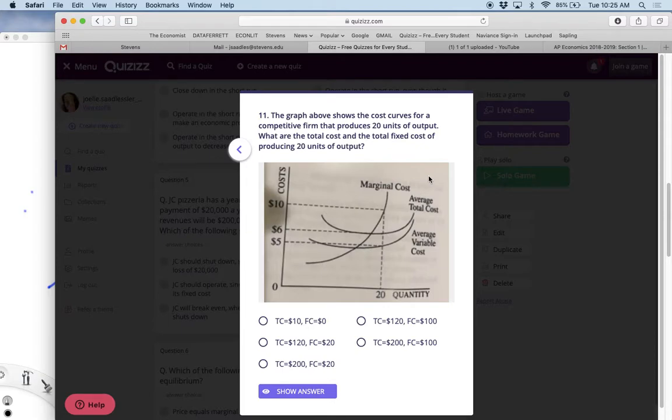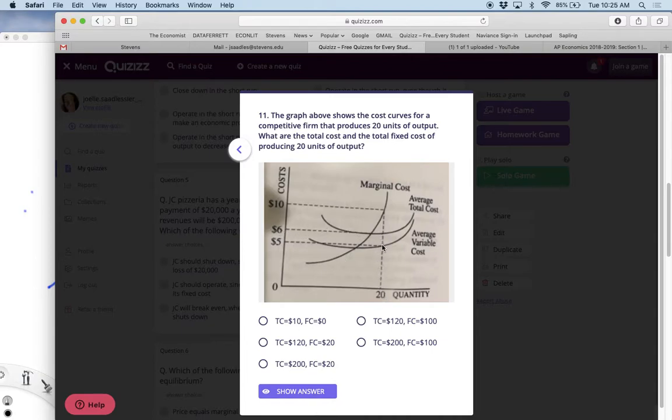The graph above shows the cost curves for a competitive firm that produces 20 units of output. Okay, so here's the 20 units of output. For that amount, you see marginal cost is above average cost, so it's making money. Okay, what are the total cost and total fixed cost of producing 20 units? Well, at 20 units, we know the average cost is $6. So what's the total cost? Remember, average cost is total cost divided by quantity. So if we want to get back the total cost, we multiply the 6 by 20, which is $120 of total cost.